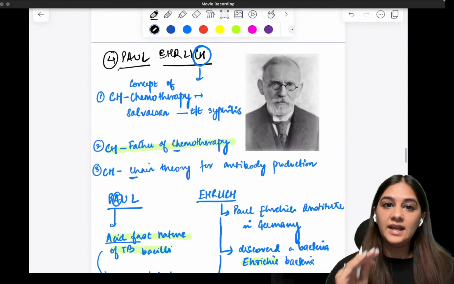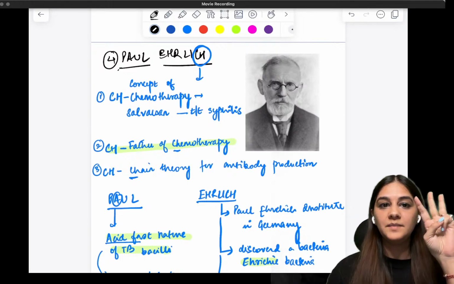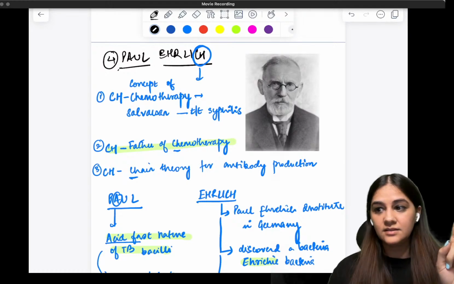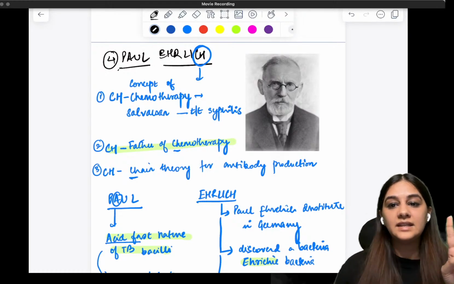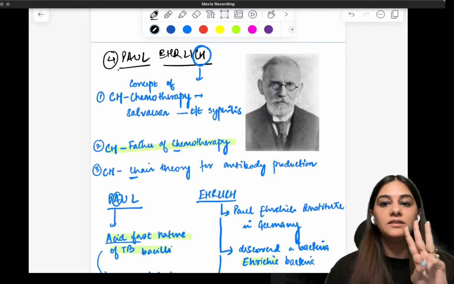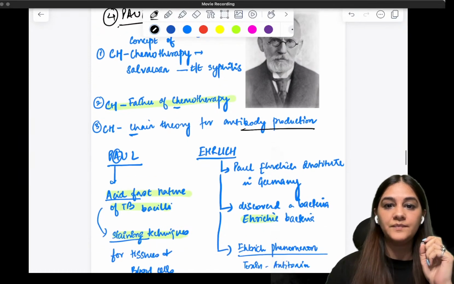Coming back to Paul Ehrlich, CH: he gave us three CH concepts. Chemotherapy, which was Salvarsan used for the treatment of syphilis. Then the second CH, which is your father of chemotherapy, and the third CH, which is the chain theory for antibody production, right?